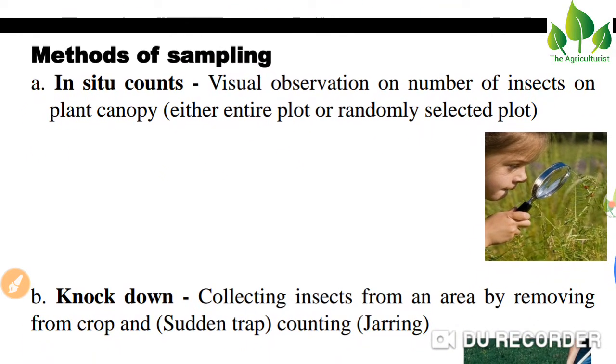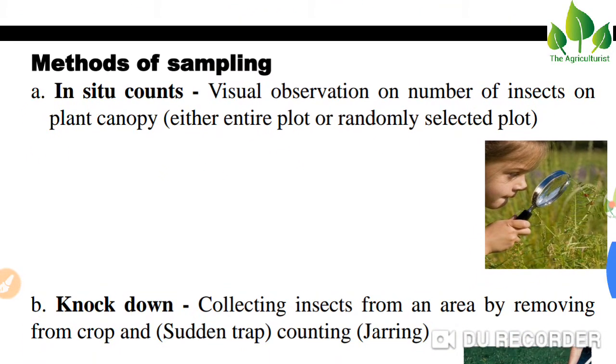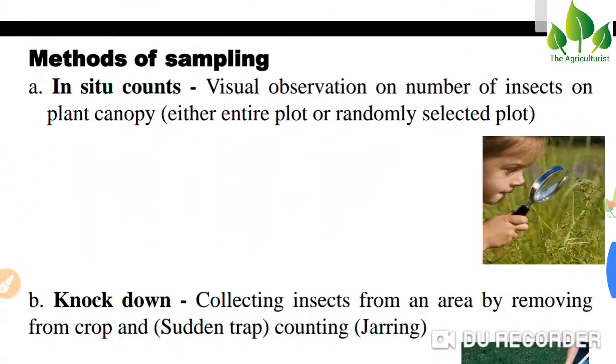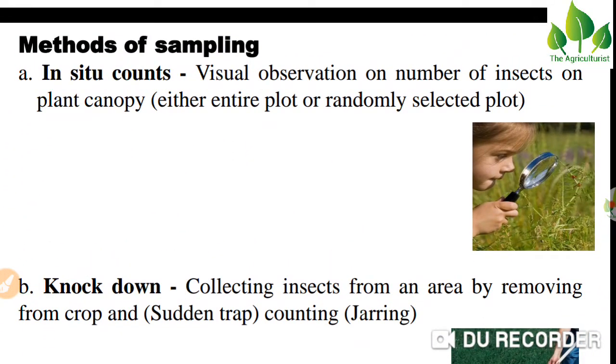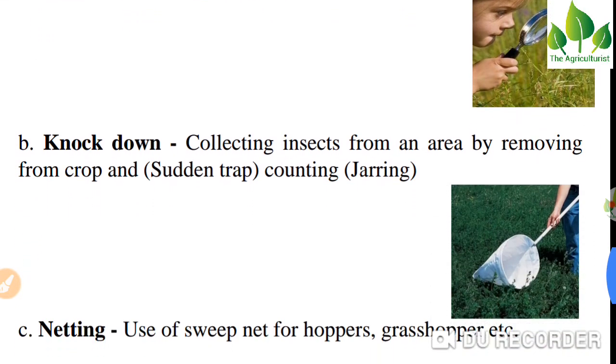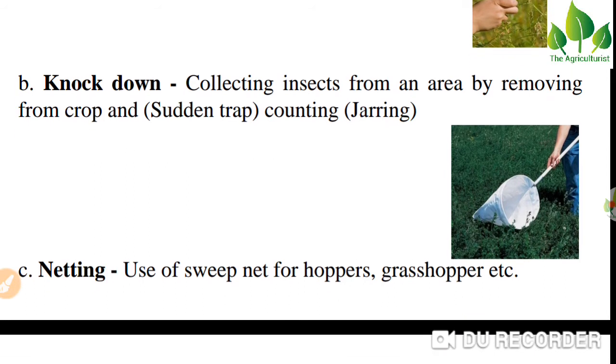So there are some sampling methods which are used for sampling. First one is in situ count, visual observation on the number of insects on a plant canopy, either in the entire plot or in randomly selected plots. So in in situ methods, visual observation of insects is counted in the plant canopy, or it can be an entire plot or randomly selected plots. Second one is knockdown. So collection of insects from an area by removing them from the crop and sudden trapping and counting, or jarring them. Right. So in this method, we remove the pest from a crop and count them.